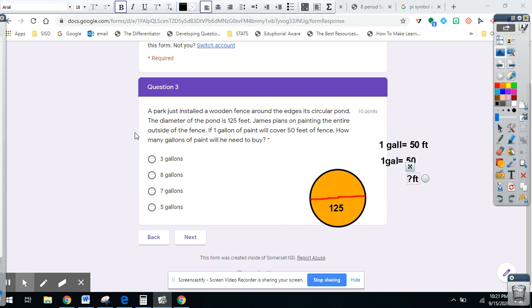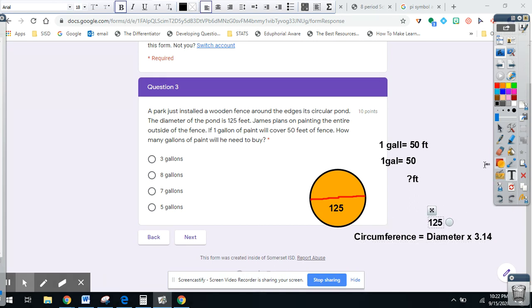All right. So the wooden fence is going around the edges. So that tells me right away that we are doing circumference again. So since it's going around, circumference will give me the distance, how many feet around the fence is going. So that's going to be the diameter times 3.14. So all I need to do is figure out the diameter. I was lucky enough they gave it to me, so we're just going to do 125 times 3.14.